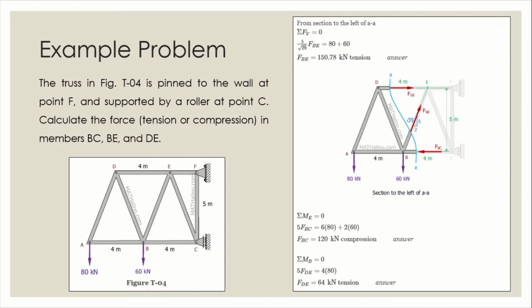Summation of moments at E equals 0. 5 multiplied by force at BC equals 6 times 80 plus 2 times 60. Force at BC equals 120 kilonewton in compression. Summation of moments at B equals 0. 5 multiplied by force at DE equals 4 times 80. Force at DE equals 64 kilonewton in tension.